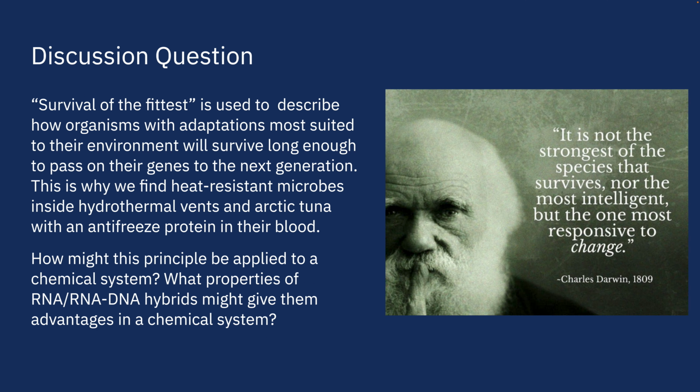I leave you with this discussion question, coming back to our evolutionary principles. Think back to freshman year biology. Survival of the fittest is used to describe how organisms with adaptations most suited to their environment will survive long enough to pass on their genes to the next generation. This is why we find heat-resistant microbes inside hydrothermal vents and Arctic tuna with an antifreeze protein in their blood. How might this principle be applied to a chemical system? What properties of RNA or RNA-DNA hybrids might give them advantages in a chemical system? My advice for this question, think of RNA and DNA as organisms and go from there.